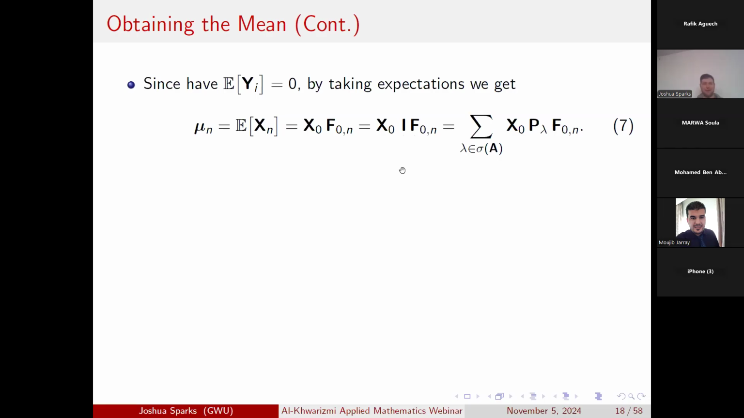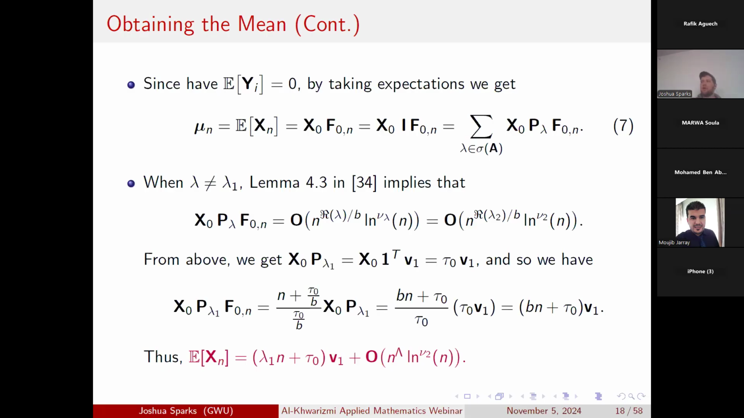It doesn't do anything other than just adding, it's like multiplying by one in a matrix sense. But by doing this, we can then decompose I, all the way back to when I was talking about spectral decomposition, as the sum of these projection matrices that we're pulling from. So all this does is basically take the sum. The x sub zero and the f sub zero n do not rely on lambda. So then we can treat this as the sum of a function of our projection matrices.